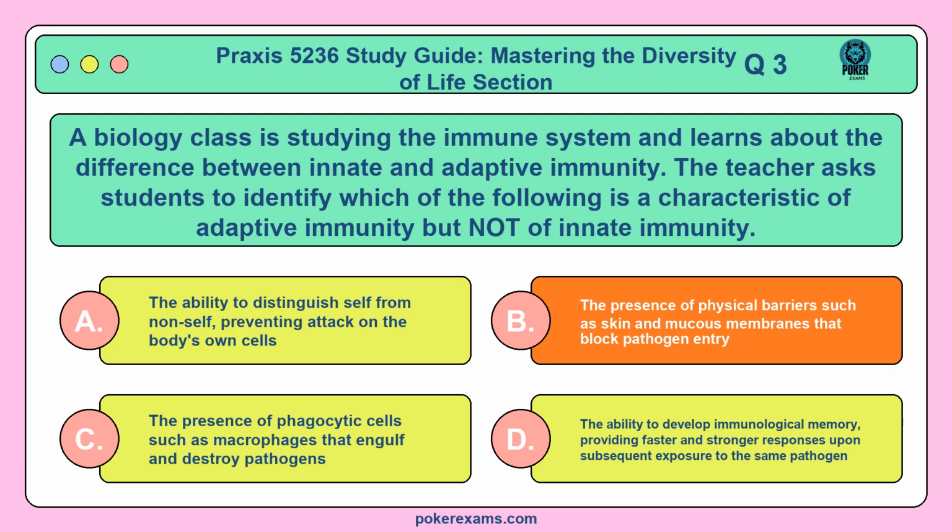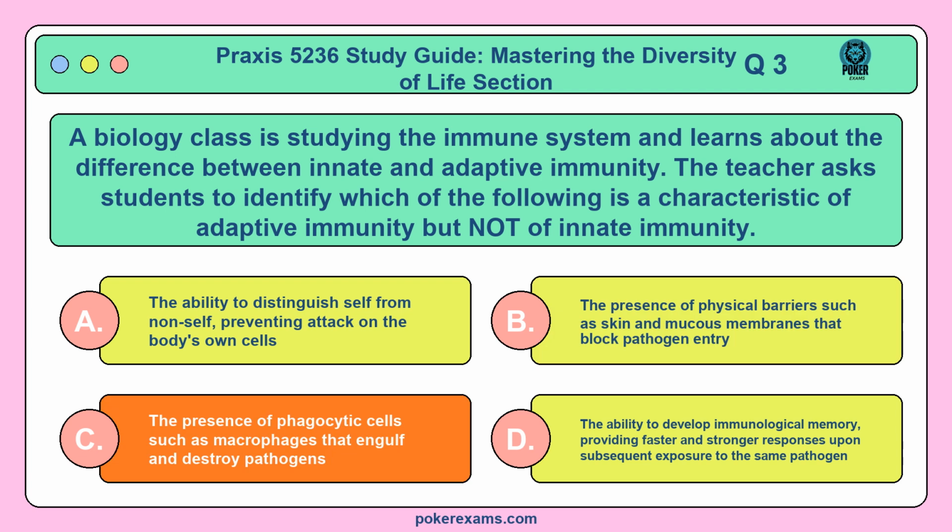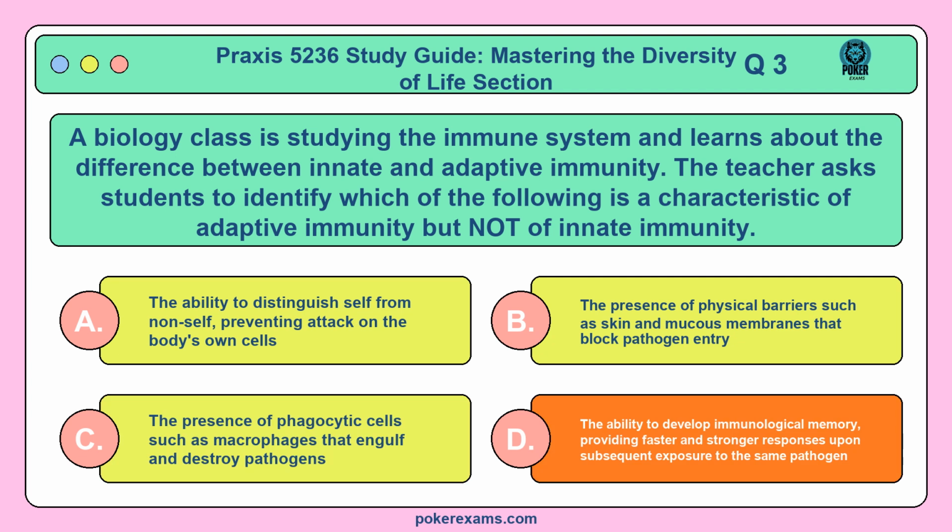B. The presence of physical barriers such as skin and mucous membranes that block pathogen entry. C. The presence of phagocytic cells such as macrophages that engulf and destroy pathogens. Or D. The ability to develop immunological memory, providing faster and stronger responses upon subsequent exposure to the same pathogen.